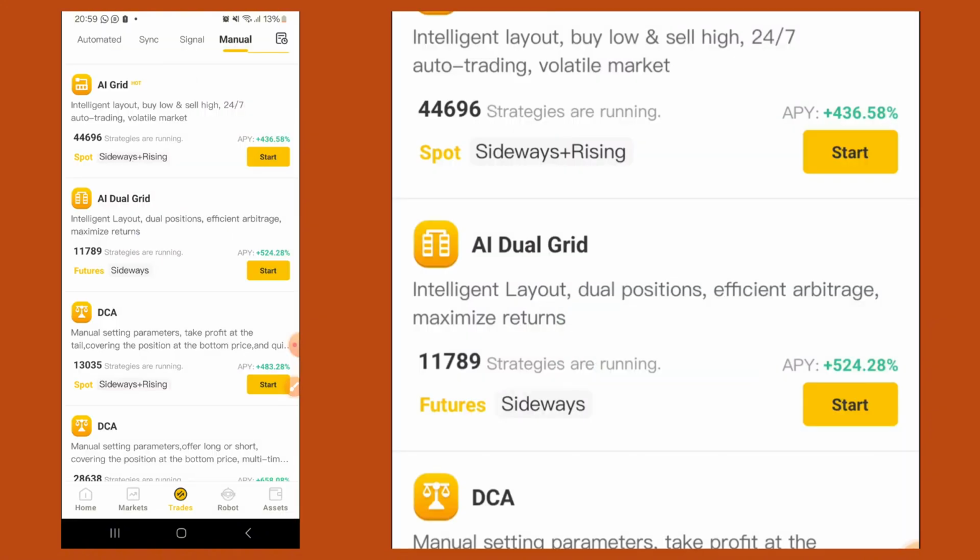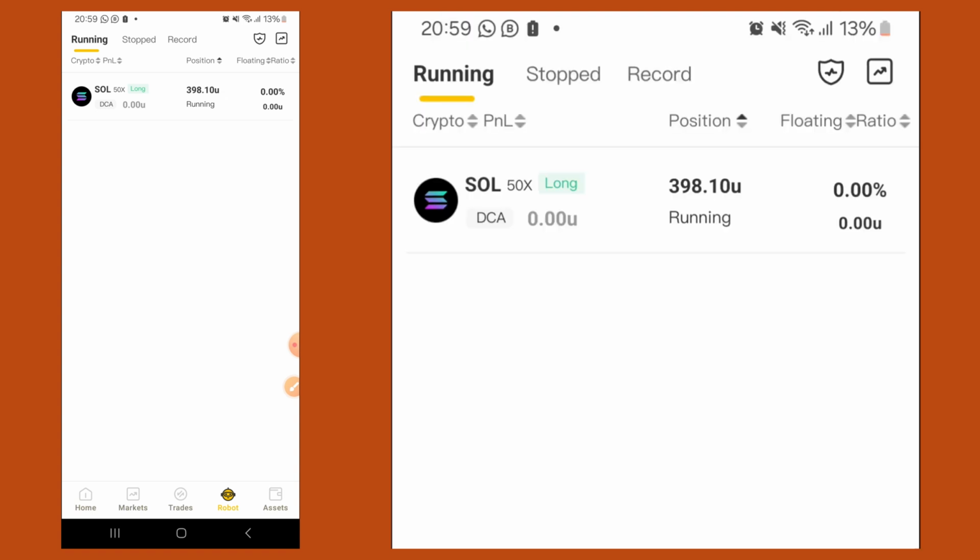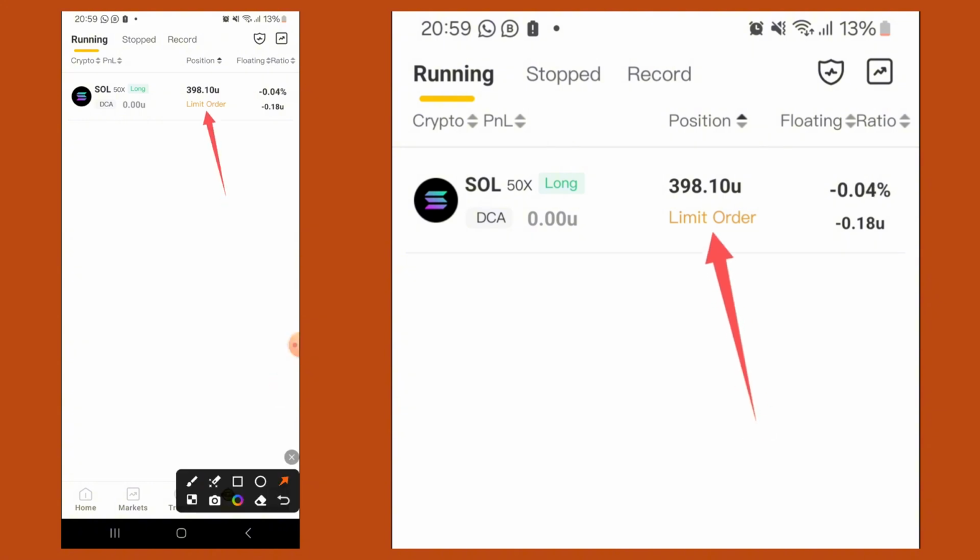Okay, we have launched the trade, and right now if I click on robot, you can see that Solana is running. Now let us go to risk control. Risk control, by the way, whenever you see this, it is because we have not activated the smart covering and we have limited the max orders to 1. That's why you are seeing that.